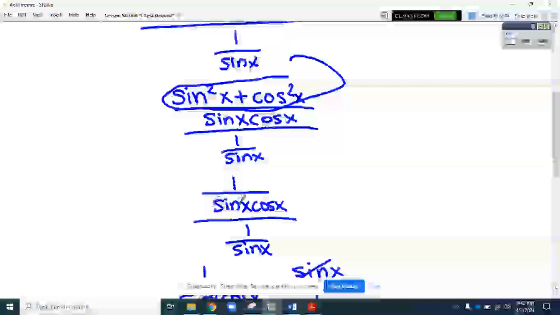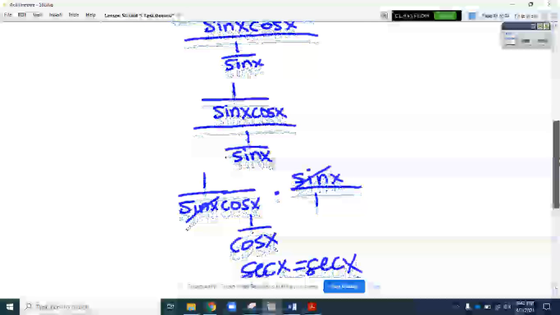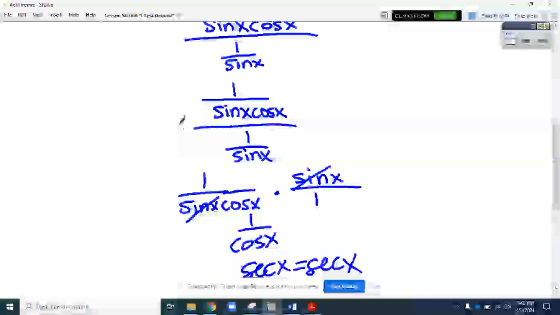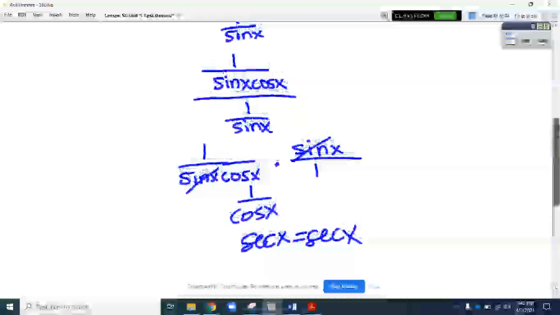So I have 1 over sine x times cosine x. I flip my 1 over sine x because it's being divided. So it's sine x over 1. A sine cancels. 1 over cosine is secant.